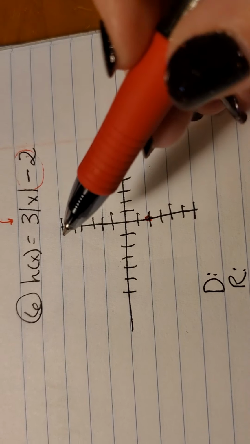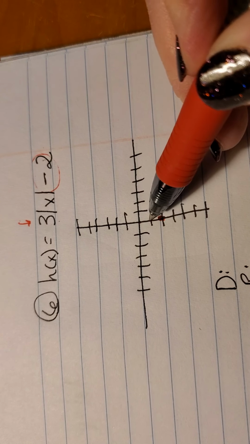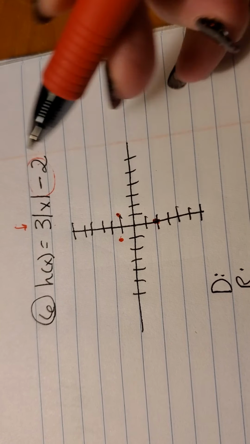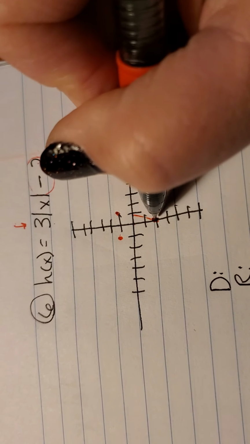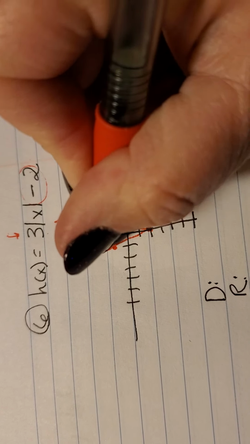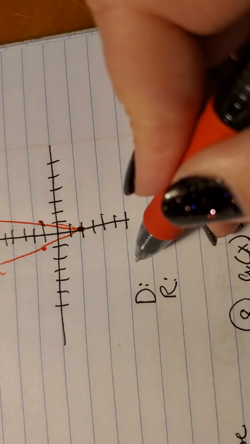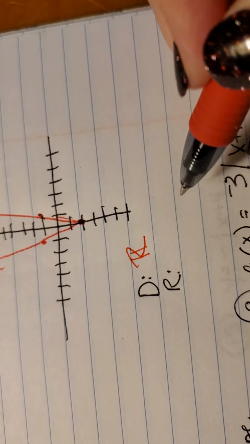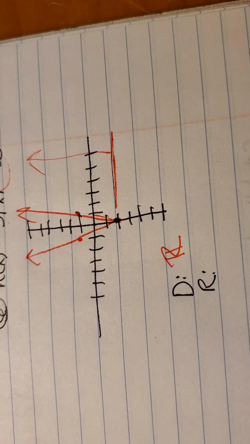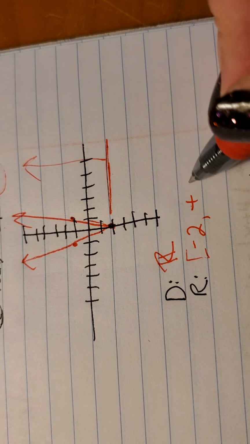But now we have a 3 in front as our slope. So we're going to go up 3, 1, 2, 3, and over 1, and up 2, 3, and over 1 the other direction. So as you can tell, we're a lot taller and skinnier. And our domain, obviously, again, all real numbers, and our range this time is from here and everything above. So this is negative 2 to positive infinity.